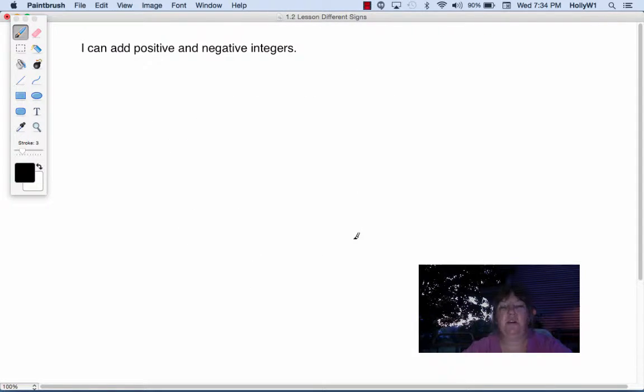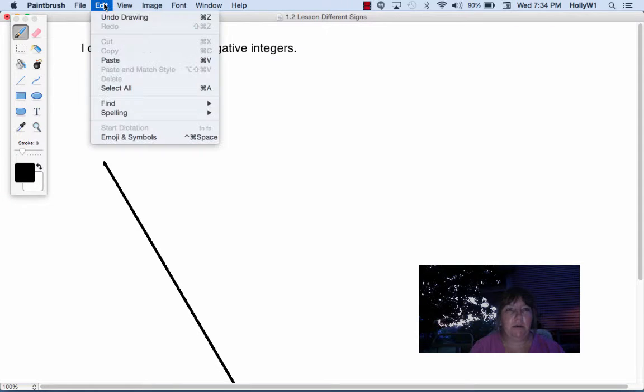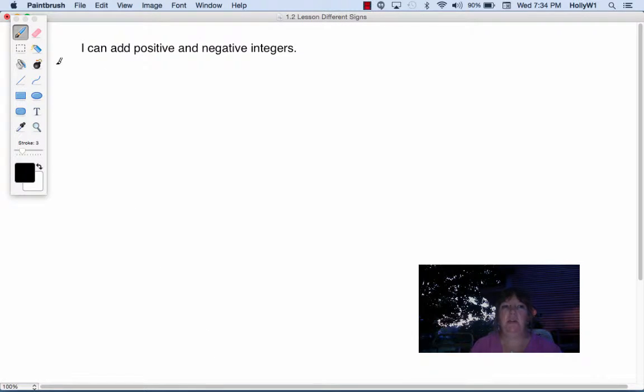Okay, so now you're going to try some on your own. You might have noticed it looks like it's getting a little bit dark out here because I am out on my deck, because that is the only place that it is cool. Yeah, that's exactly what I wanted it to do. All right, undo drawing.